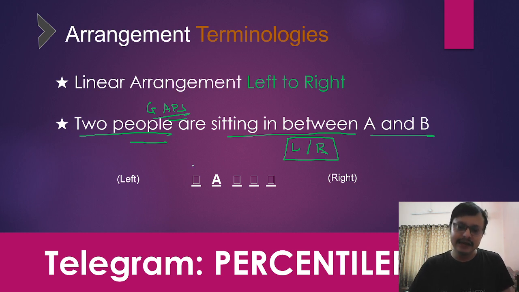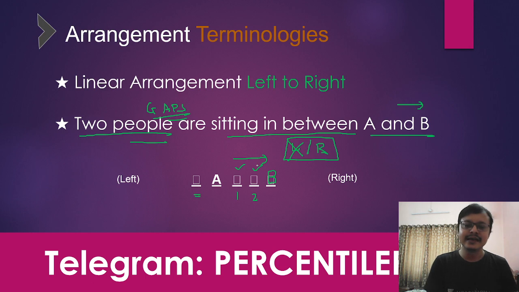Now, if you look at the left, you'll find that there is only one blank space to the left, which automatically means in this scenario, left is not possible. So the only possibility is two people are sitting in between A and B, and B must be to the right. So two people in between: one in between, two in between. So B must be in this position, such that you have two people in between A and B.